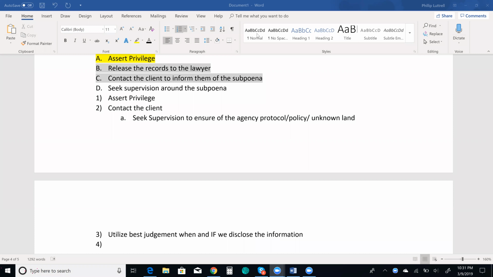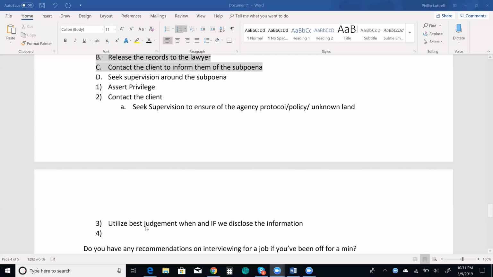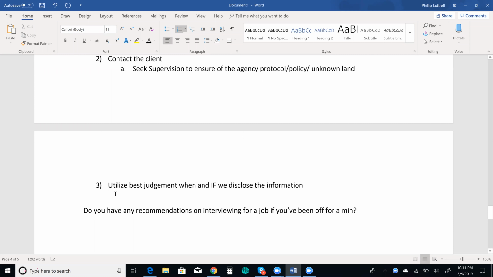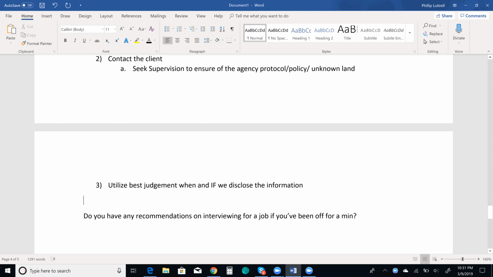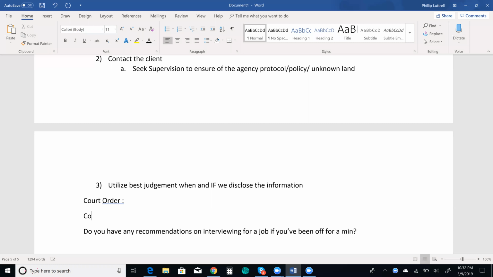I had a similar question. Another scenario came from a judge presiding in the case, and they said to contact the client first. And so if it's a subpoena from a judge, it's a court order, not a subpoena. Because if it's coming from the judge, it's a court order. And then the process within the court order is going to be contact the client, because we can't ignore a court order. A court order is a court order.